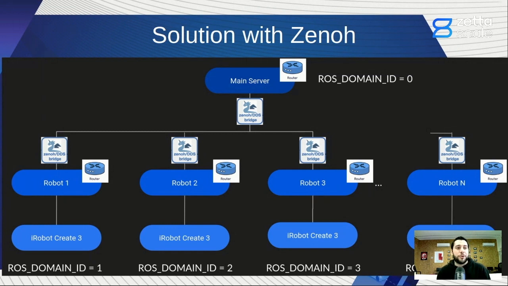Another thing that I want to mention that really helped our hardware limitation that I talked about in our previous slide is the ability to separate our robots in different ROS domain IDs. So you can see how the main server has a ROS domain ID of 0, robot 1 of 1, and so on. So this is especially helpful for things like hardware limitations.